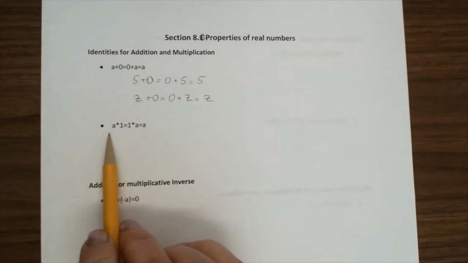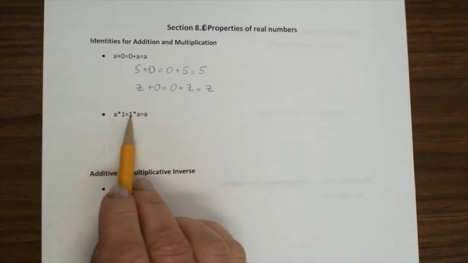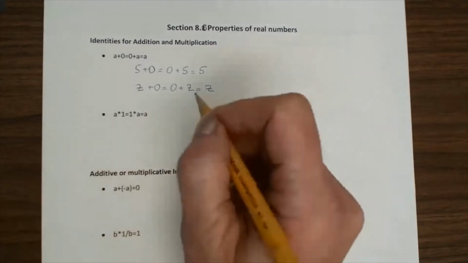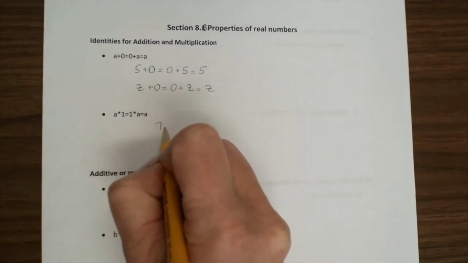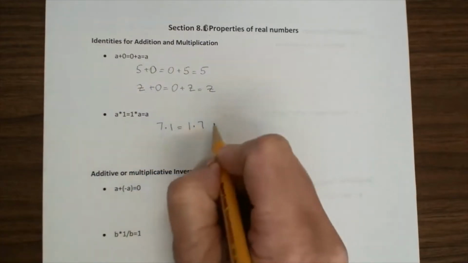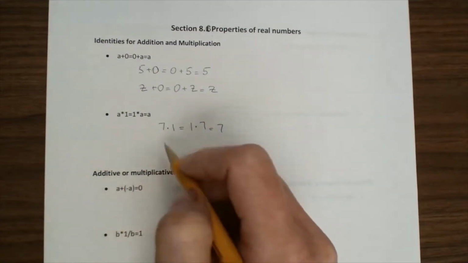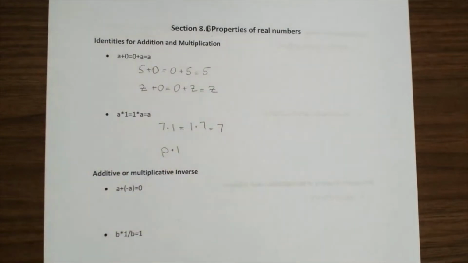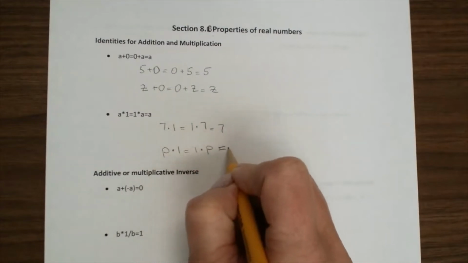Now we will review multiplication. A times 1 is equal to 1 times A, and is equal to A. And we know this already. For example, 7 times 1 will be exactly the same as 1 times 7, and it will be equal to 7. And with variables, for example, variable p, if we multiply by 1, it will be the same as 1 times p, and it will be equal to p.